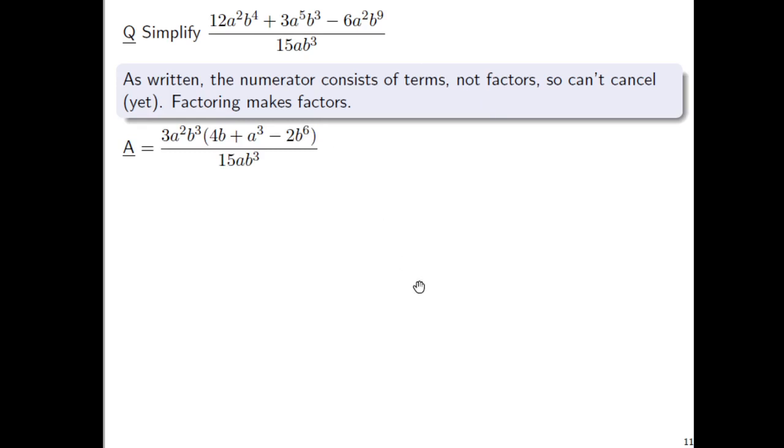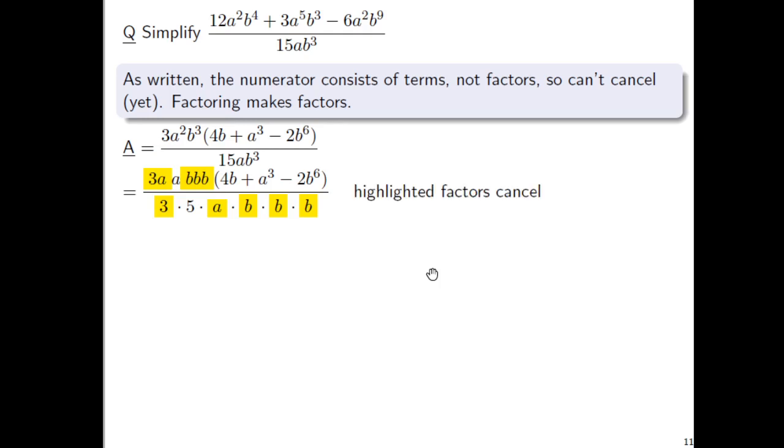And so in the numerator you can factor out a 3a^2 b^3 out of all three terms. What's left in parentheses would be 4b plus a^3 minus 2b^6. Then the point is we can cancel. I just wrote out the 3a^2 b^3 a little differently, just like, for instance, b cubed is written out as bbb. I've highlighted in yellow the factors that are the same on top and bottom. Those can all cancel, and you're left with a times the quantity 4b plus a^3 minus 2b^6, close parentheses, all divided by 5.